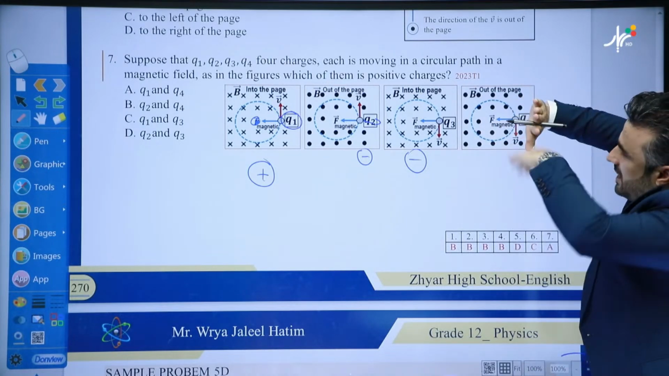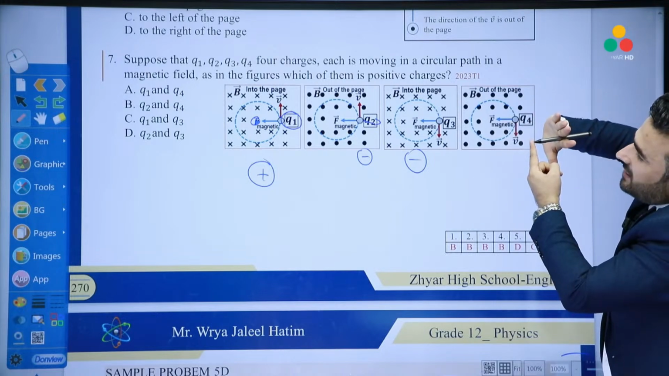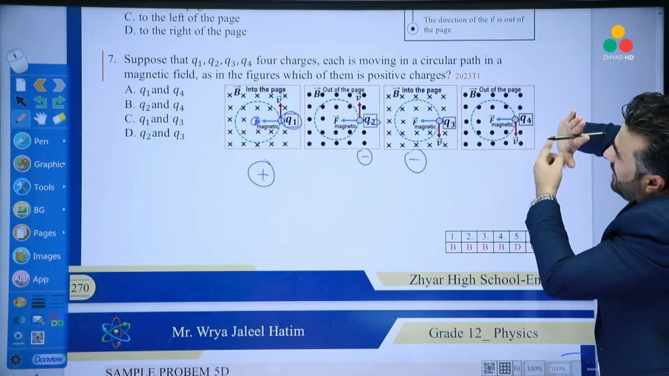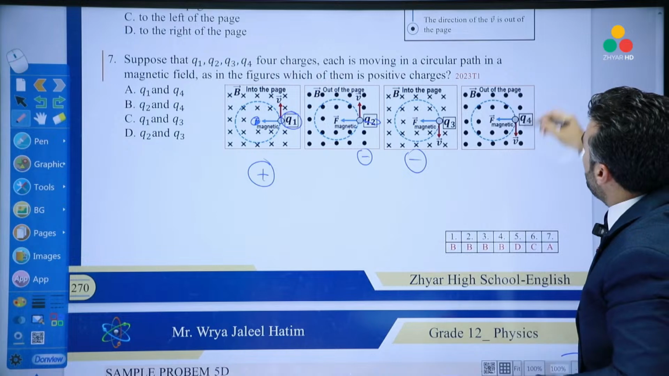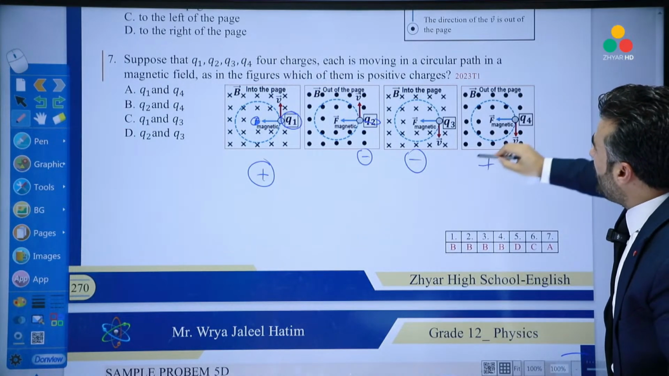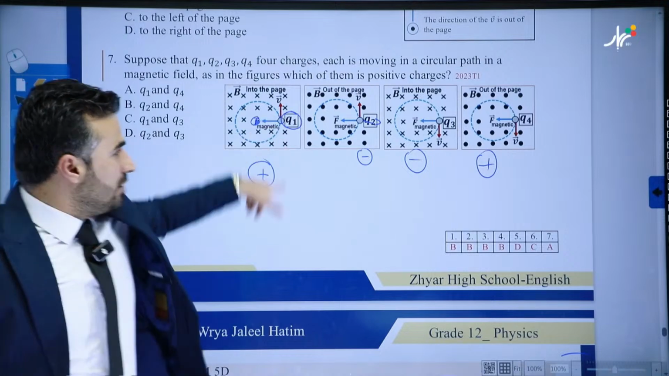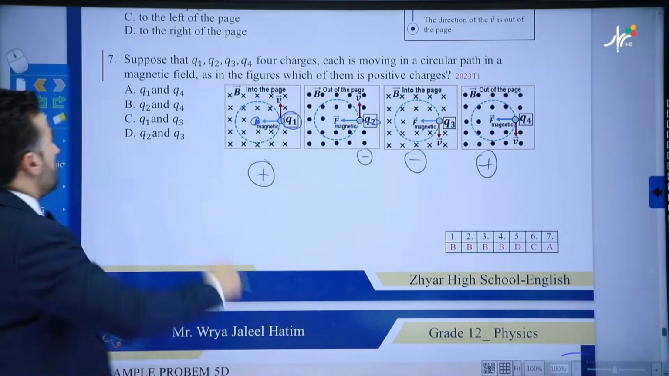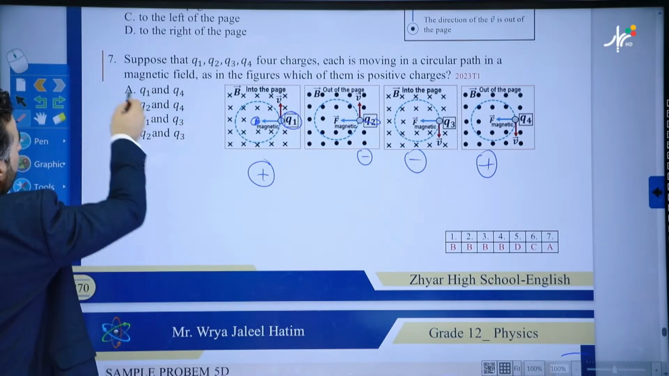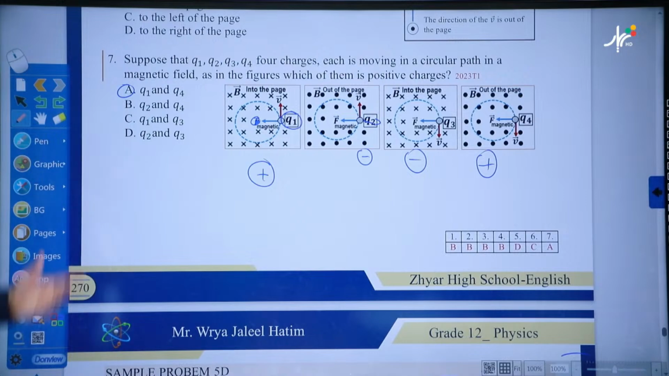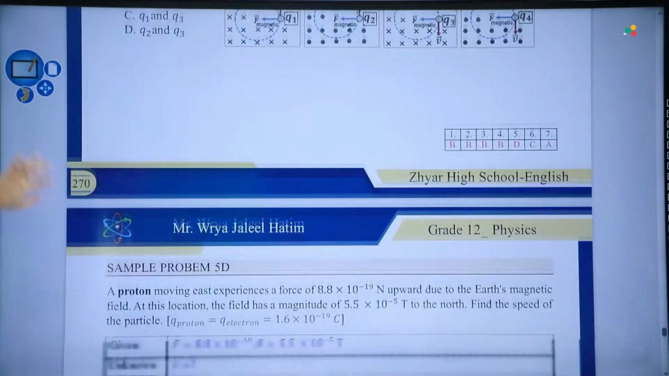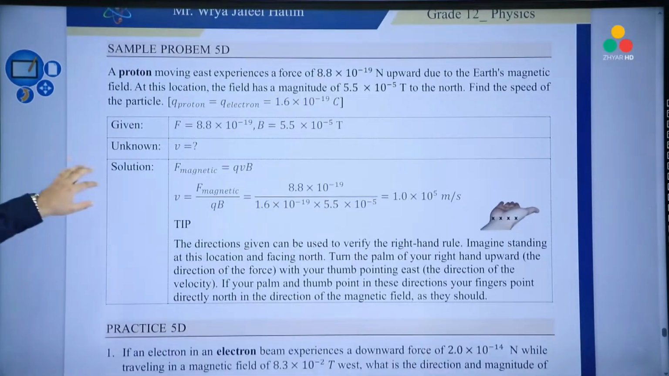So out of the page, downward here. So there is a magnetic force on a positive charge, the palm, it is into the circle. So we can say Q4 is a positive charge as well. So what are the charges that are positive? Of course, that is Q1 and of course Q4. Which one of these are Q1 and Q4? That is option A here. So of course, this is how you can tell which one is which. So best of luck trying to practice this more and more.